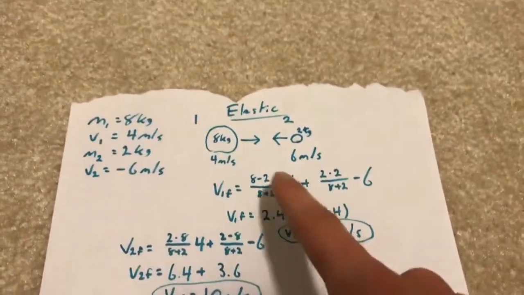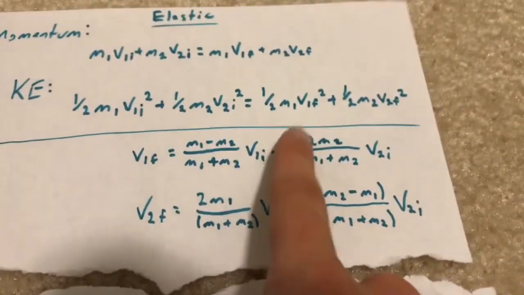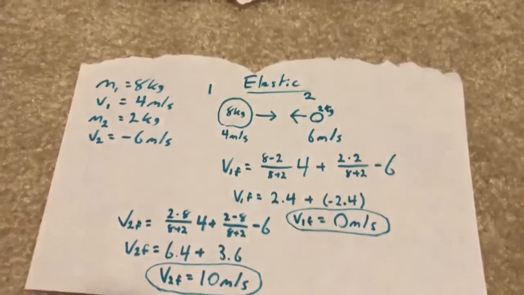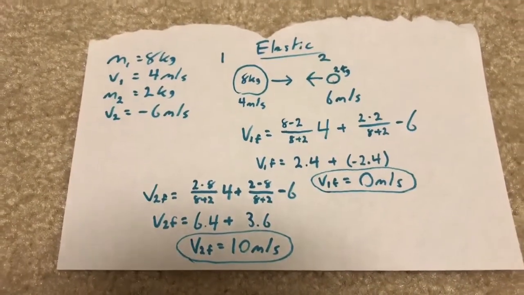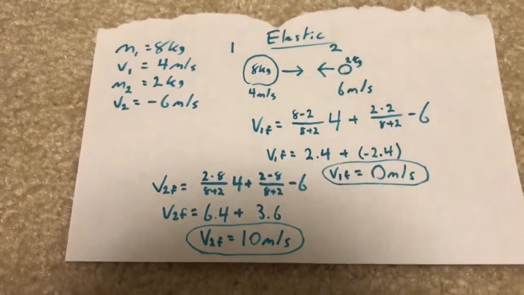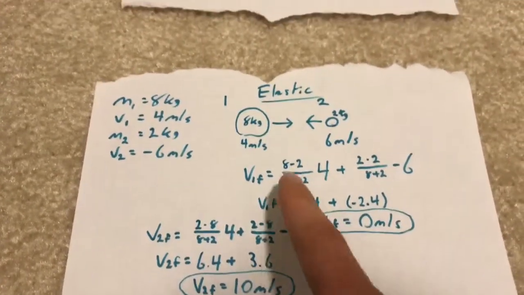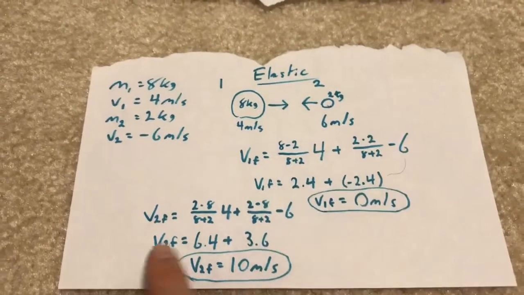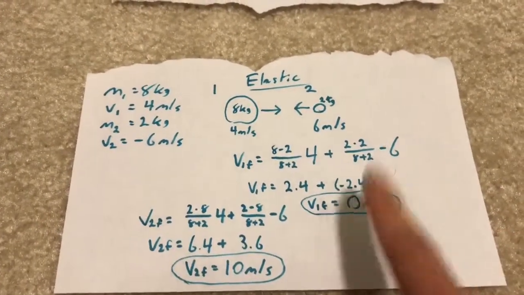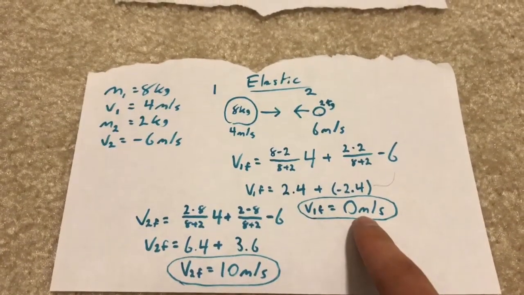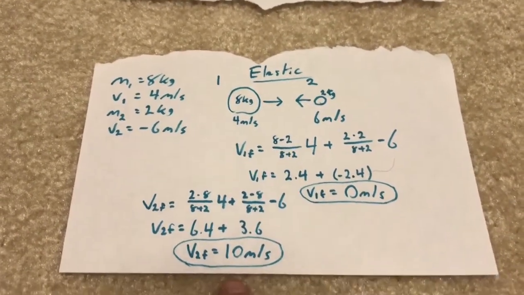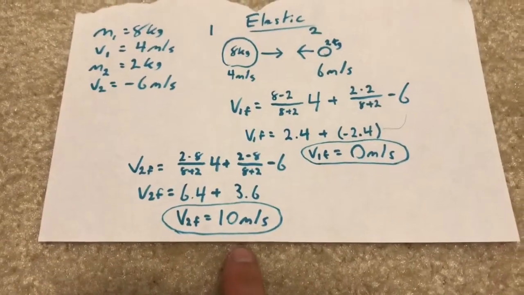For both this equation and this equation, I plugged in all my numbers. Just remember, Miss Arvin likes you to write down your work, so that's what I did here. Once you plug in all these numbers, you end up getting 0 for the final velocity of object 1 and 10 for the final velocity of object 2.